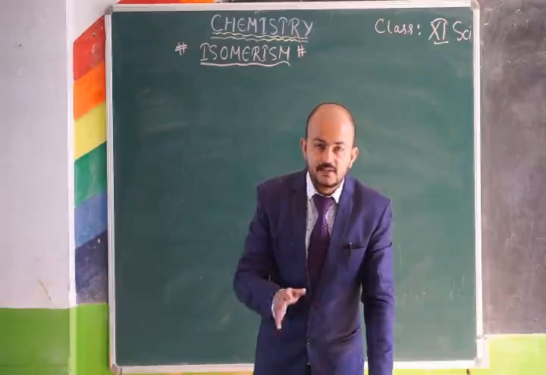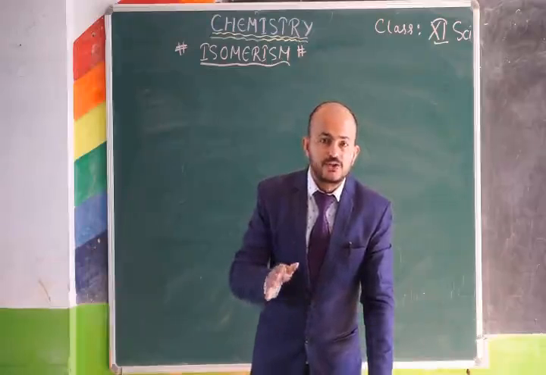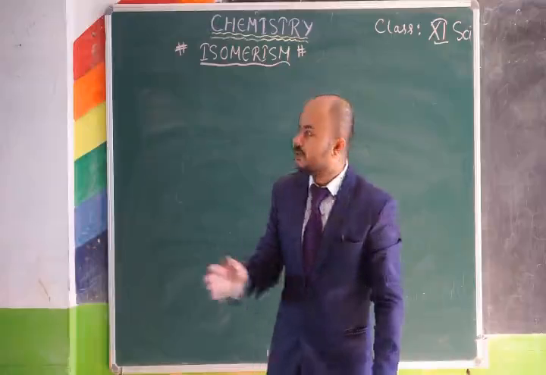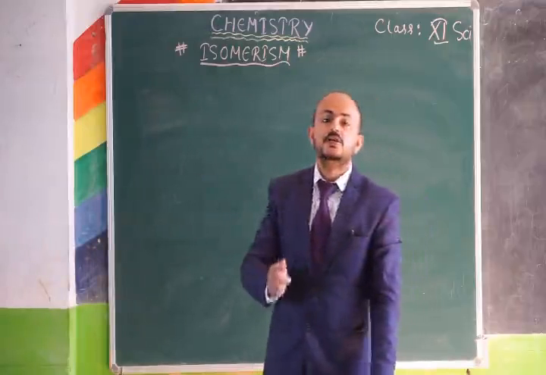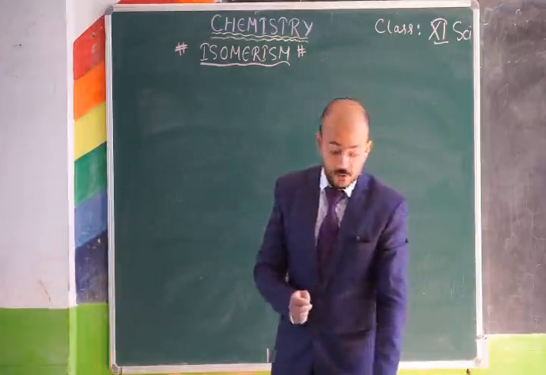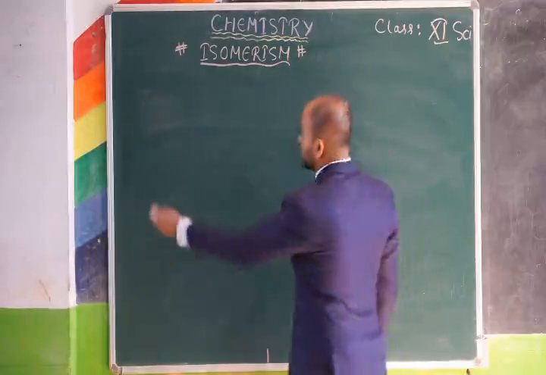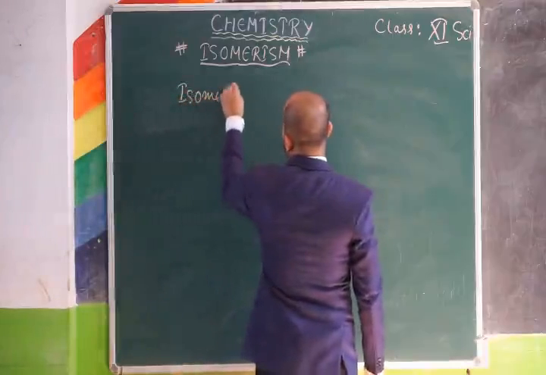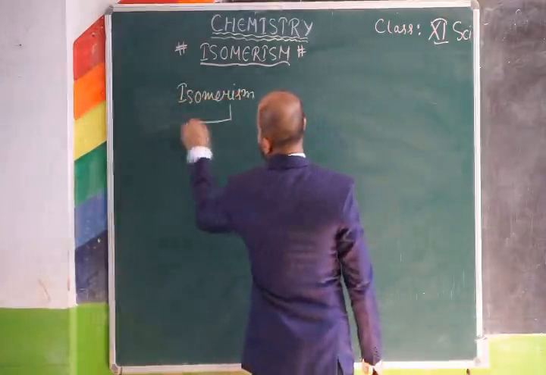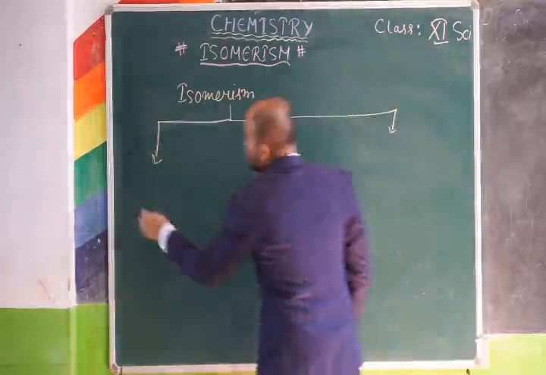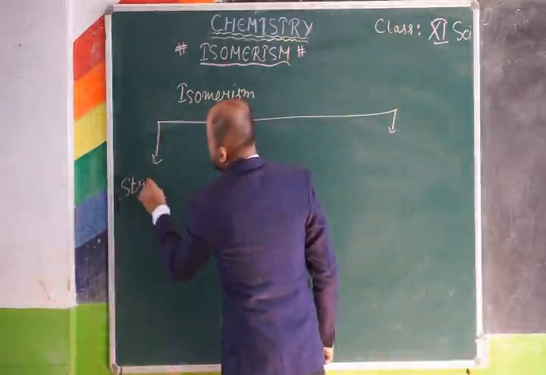In class 10 we discussed chain isomerism and position isomerism. I hope you still remember it. If you don't, today we will be discussing isomerism in more detail. Please listen carefully. Isomerism is broadly classified into two categories. The first is structural isomerism.